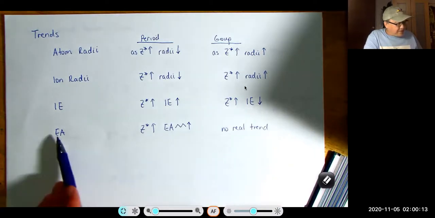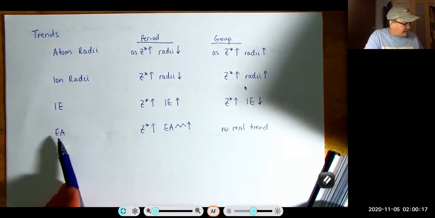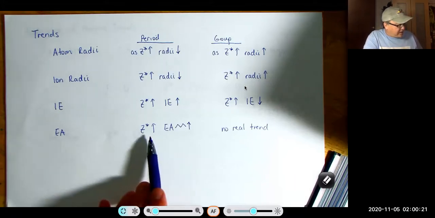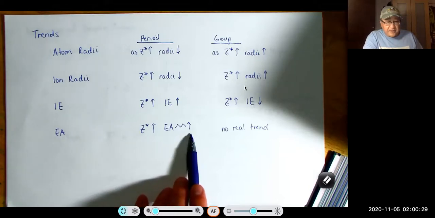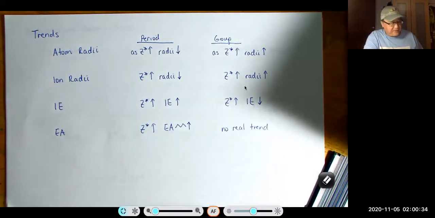Now, for electron affinity, remember, this is the opposite of electron enthalpy energy. Here, when Z star increases, the affinity increases. And for the group trend, it turns out there's no real trend. And we do have images of that.